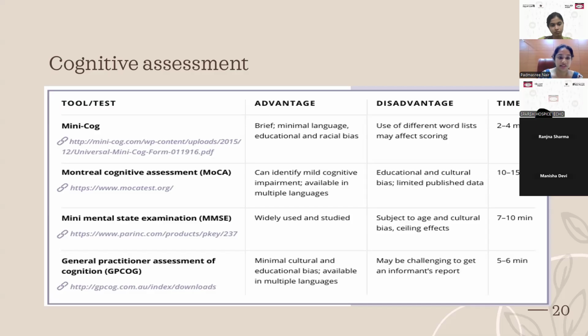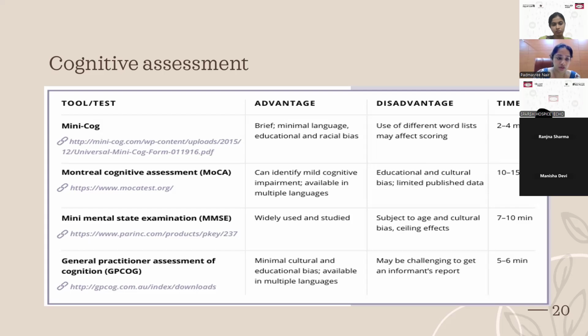Now, the next tests we have are the Montreal Cognitive Assessment and the Mini Mental State Examination. Both of these are more or less similar, but in India, we prefer using the Mini Mental State Examination, which can be used even in illiterate patients because there is a different cutoff. Usually, we keep the cutoff around 24, but in illiterate people, we do have a version where there are more questions that we ask in order to ensure that they score adequately.